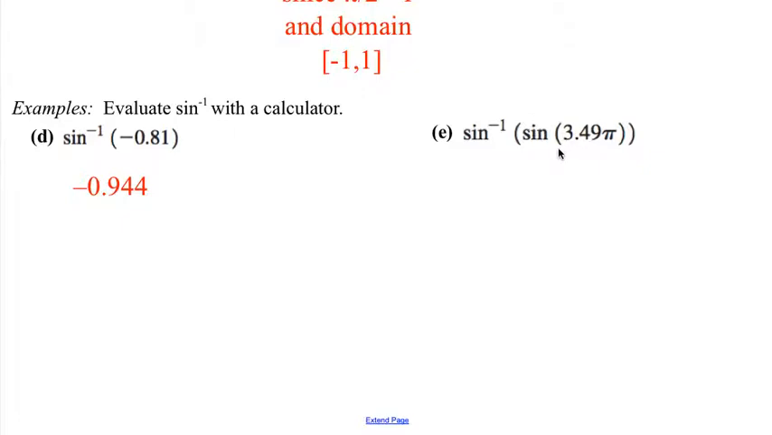Over on the other side, go ahead and take your calculator in radian mode and hit sine of 3.49 pi. That will give you a value, and then take the inverse sine, the angle whose sine is that value of your answer, and you should get -1.539. If you have any trouble punching this in, be sure to ask me in class and I'll show you how to do that.